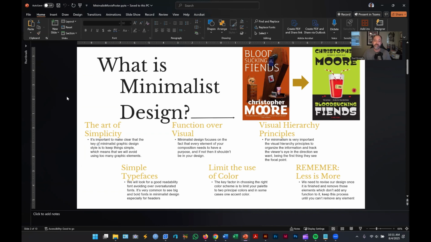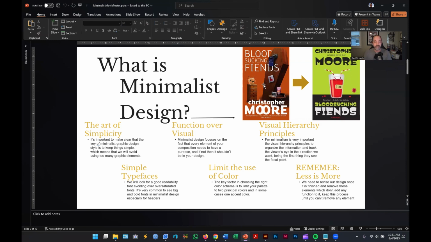So, when we're looking at minimalism, there's a few things I want you all to pay attention to. And by a few, I mean pretty much these. The art of simplicity is basically what this is about. It's important to make clear that the key of minimalistic graphic design style is to keep things simple. Don't overthink it, not too much clutter, less is more. This means that we will avoid using too many graphic elements. So if we look at this first cover, there's too many things here. I don't know what this is.